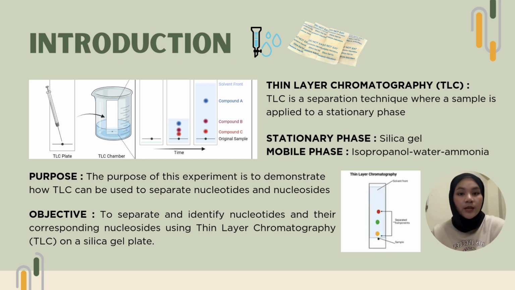This experiment highlights the power of TLC, a technique that separates compounds based on their chemical properties like polarity. By using a silica gel plate as the stationary phase, we can observe how different nucleotides and nucleosides move at different rates depending on their interaction with the silica gel and the solvent mixture. This allows us to analyze and identify these important compounds in biochemical research.